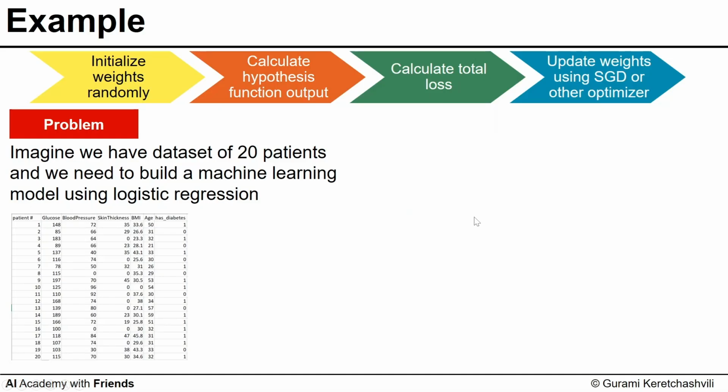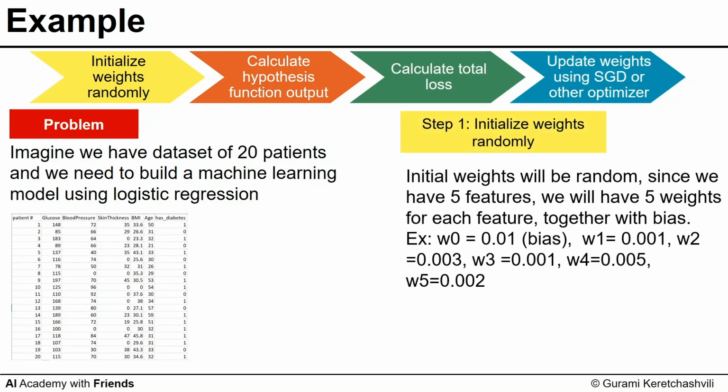Okay, let's discuss a full example of a machine learning problem. Imagine we have a dataset of 20 patients and we need to build a machine learning model using logistic regression. The first step that we will do is to initialize weights randomly. In this case, because we have 5 features such as glucose, blood pressure, skin thickness, BMI, age, we will have 5 associated weights for each individual feature, plus bias. For example, here are random weights associated to each feature.